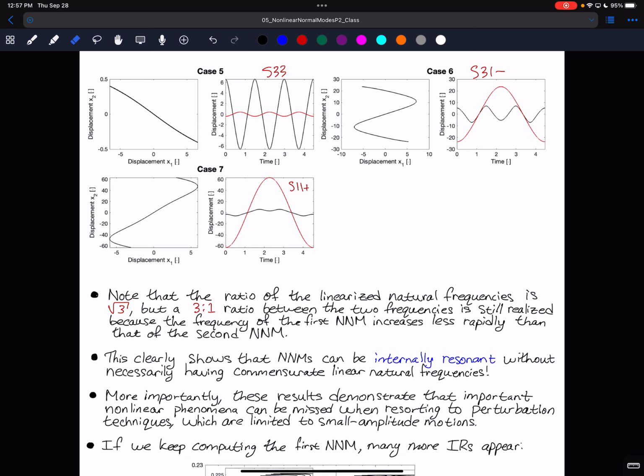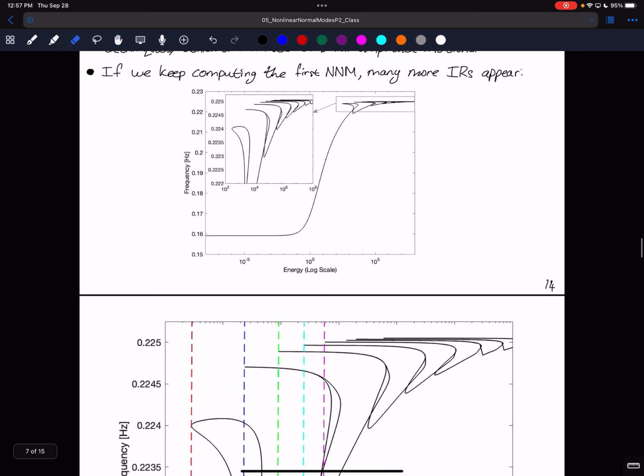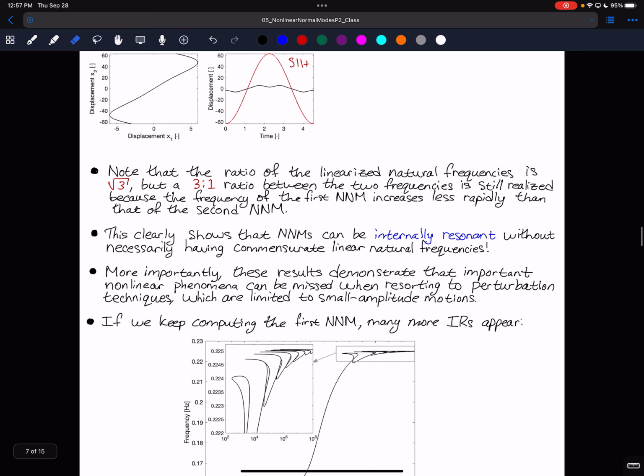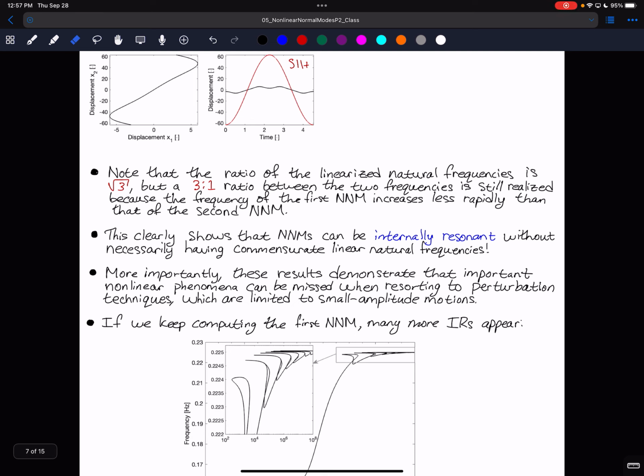Now, if you're trying to design a system to have an internal resonance at a particular ratio, you do need to be aware of what their linearized frequencies are. All right. And so, more importantly, these results demonstrate that this important nonlinear phenomenon can be missed when resorting to perturbation techniques like method of multiple scales, averaging, etc., which are only limited to these small amplitude motions.